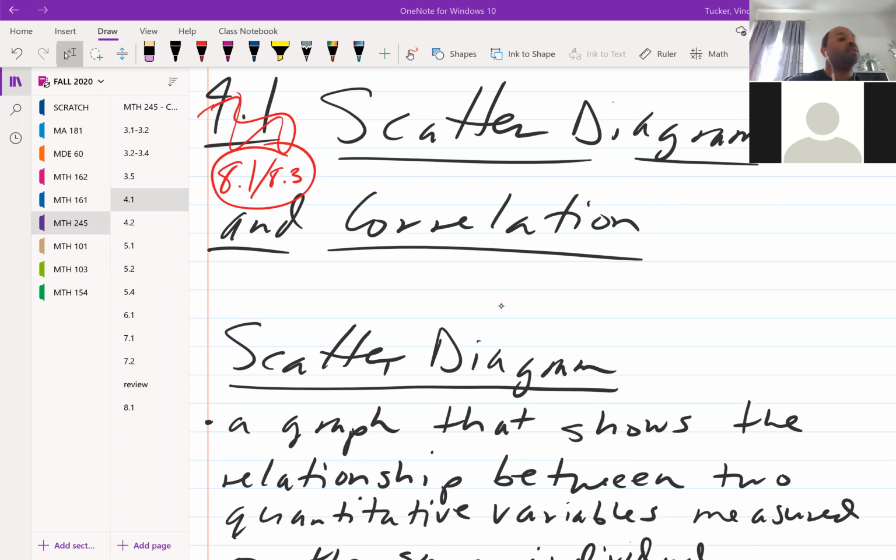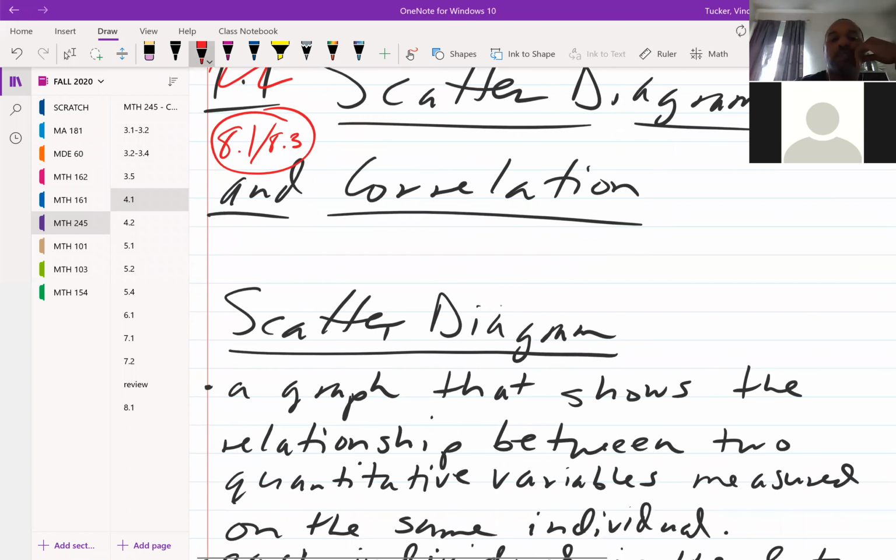All right, so as I mentioned, this section, chapter 8, is on scatter diagrams and correlation. This set of notes we're pulling from my statistics course. So that class was 4.1, so that's why I scratched this out. But yeah, we'll be all right just using these notes.